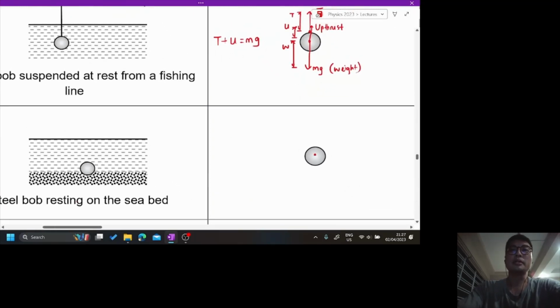The steel bob resting on the seabed of course has got weight. It has also got upthrust, but the last force that it has will be the normal force. So this is the normal contact force, or N. So I'll just write N here and then I'll write bracket normal contact force. Now once again, notice that the normal force plus the upthrust will be equal to the weight of the bob.